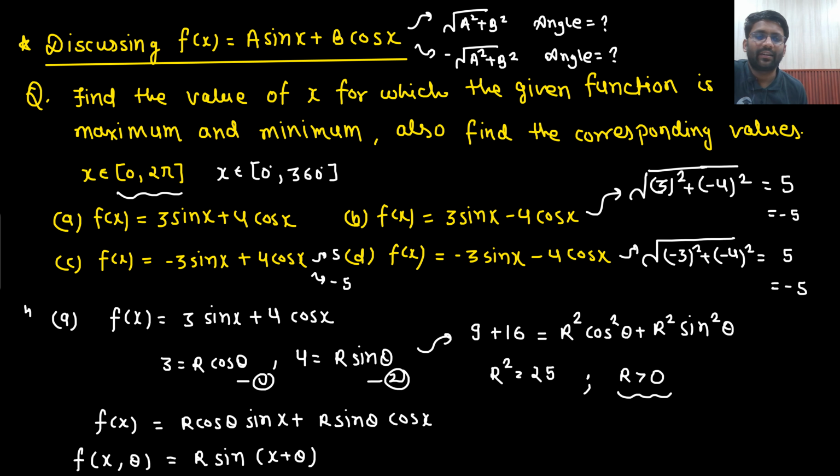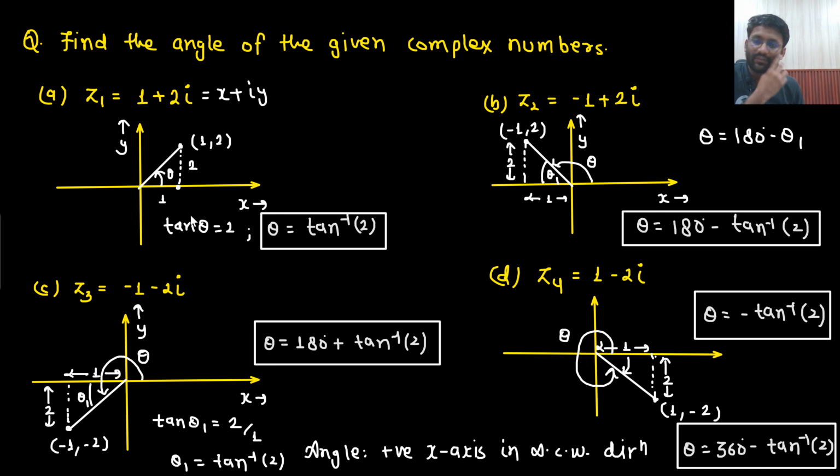First quadrant, directly tan inverse b by a. Second quadrant, it would be 180 degrees minus something, because in the second quadrant the scenario would look somewhat like this: 180 degrees minus something. In the third quadrant it will be 180 degrees plus something.